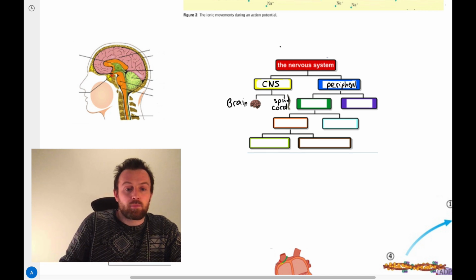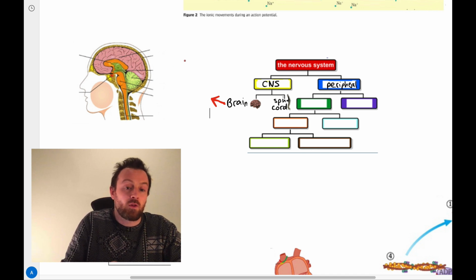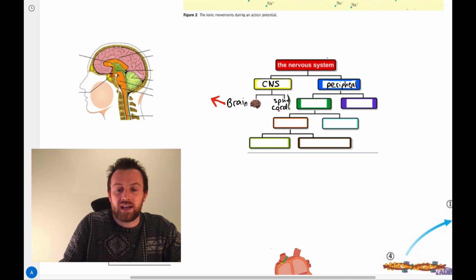So we're going to talk about the brain in a minute and the structure of it over here. Okay, here we can see the brain. We're going to talk about the different parts of the brain and what they all do, but we're going to talk about that in a second.